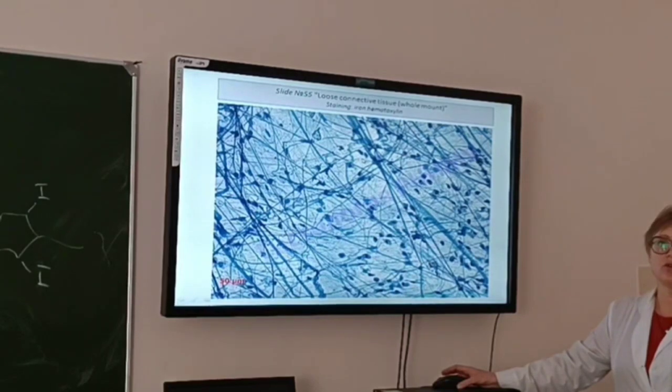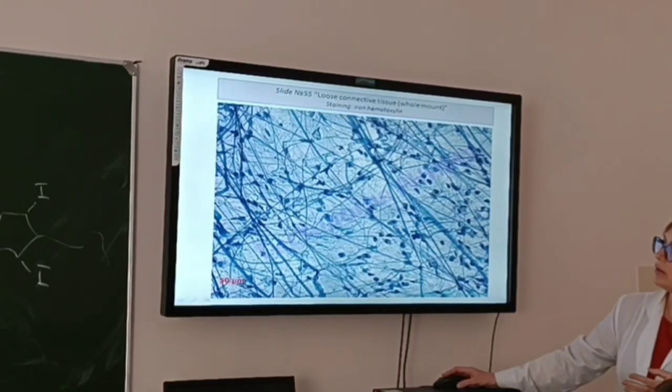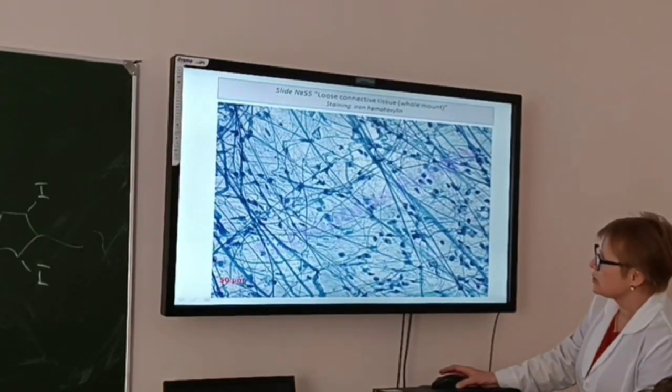This piece of tissue was taken from the cheek of a rat. What does it look like? A lot of cells, several fibers, and a lot of ground substance.